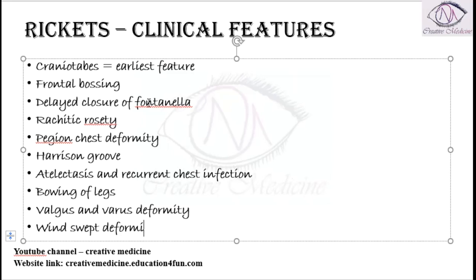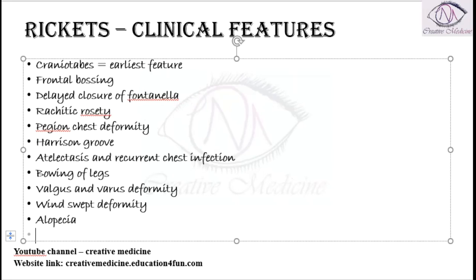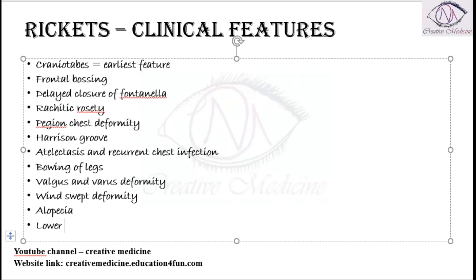The child will also present with alopecia. Alopecia is mainly seen in vitamin D dependent rickets type 2. Lower extremities are mainly involved in vitamin D resistant rickets.